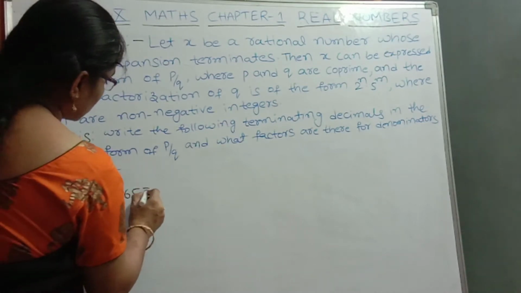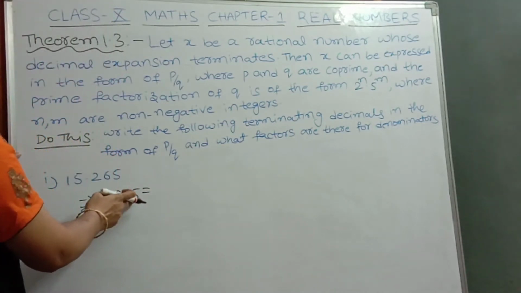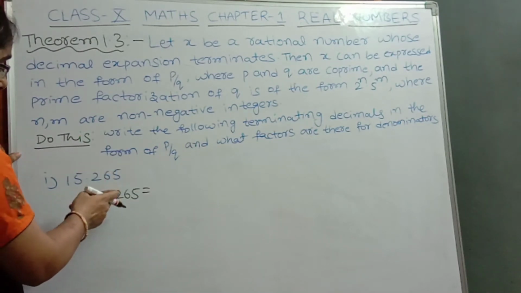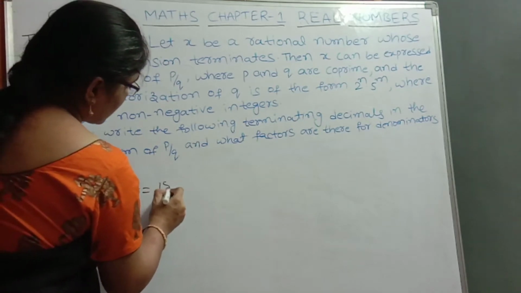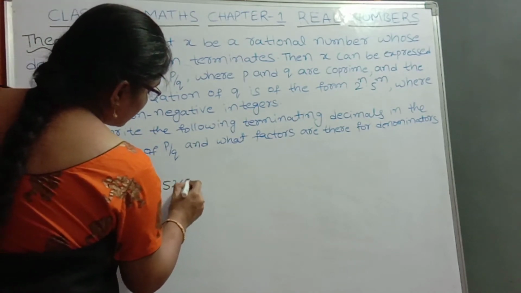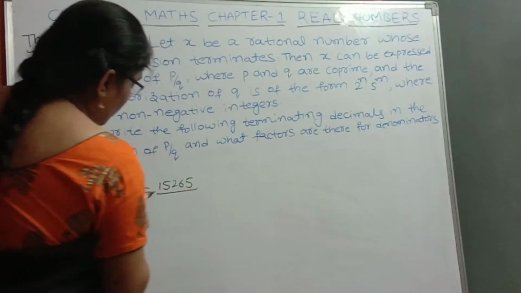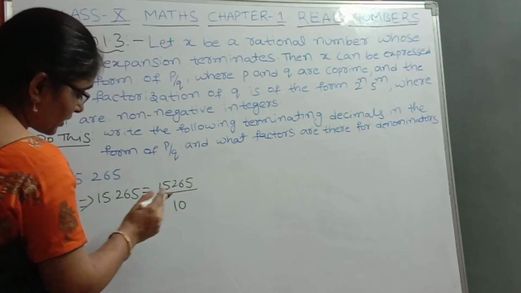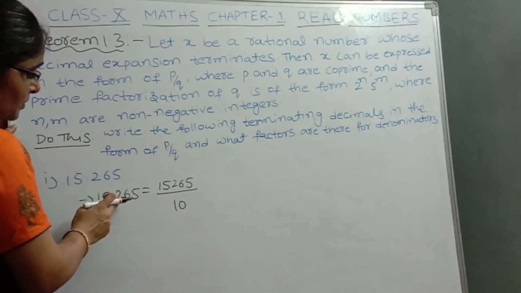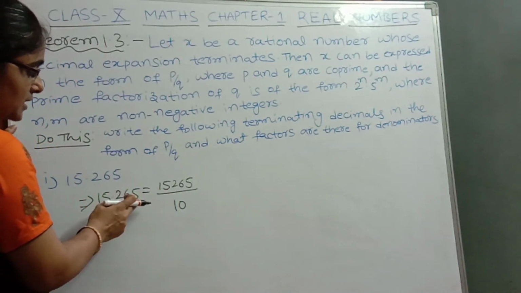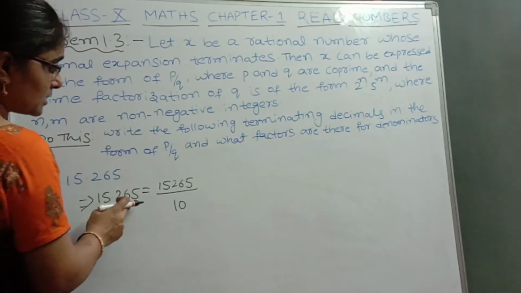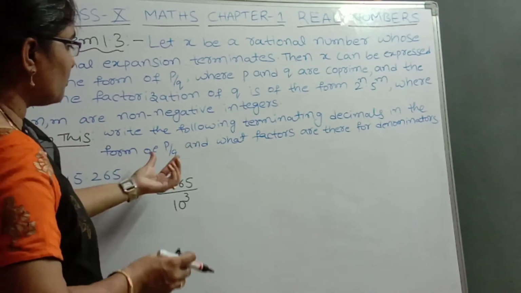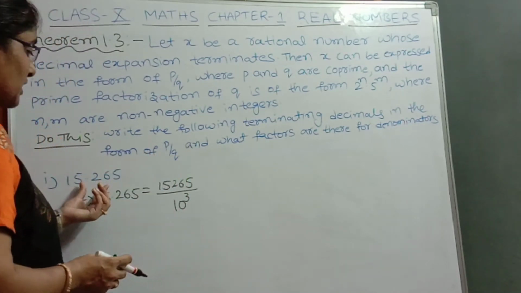15.265 equals, as we said before, after the decimal point we have 3 digits. For removing the decimal point, it is 15265 by, in the denominator we have to write 10 to the power of what? After the decimal, how many digits do you have? That is 3 digits. Here 10 to the power of 3. This is the p by q form for the given decimal expansion.